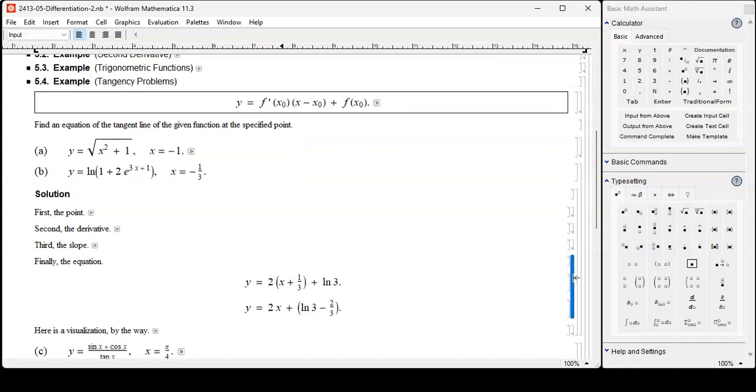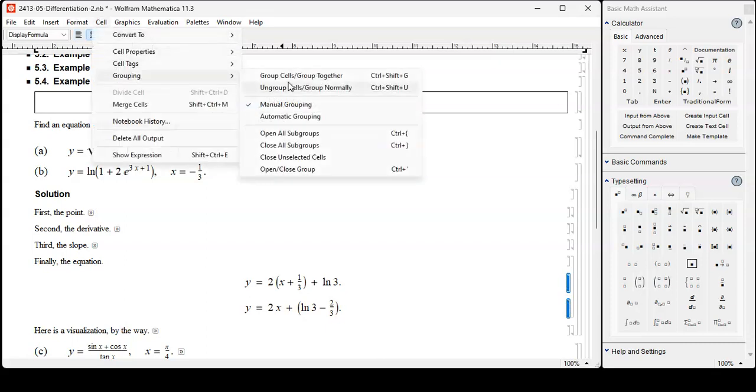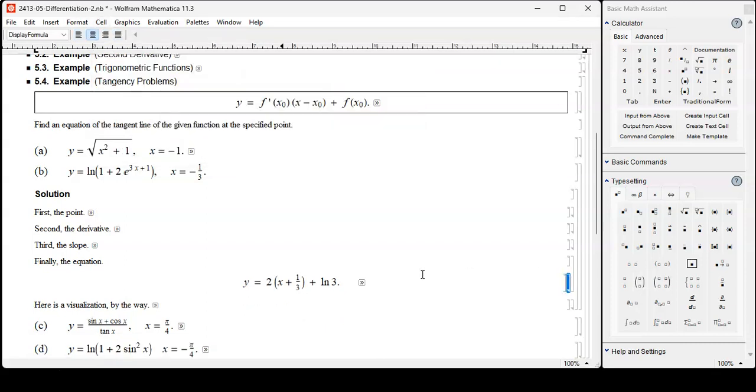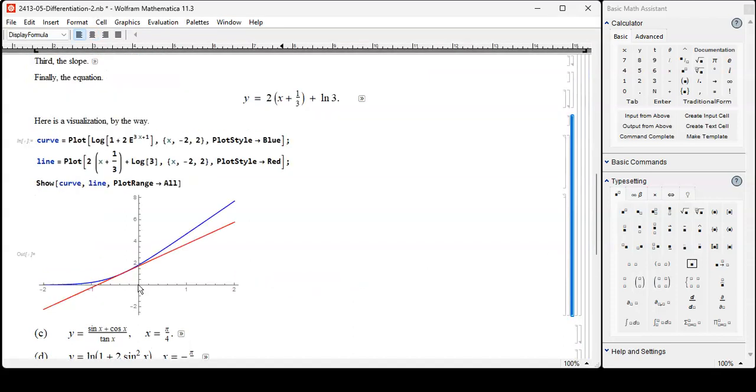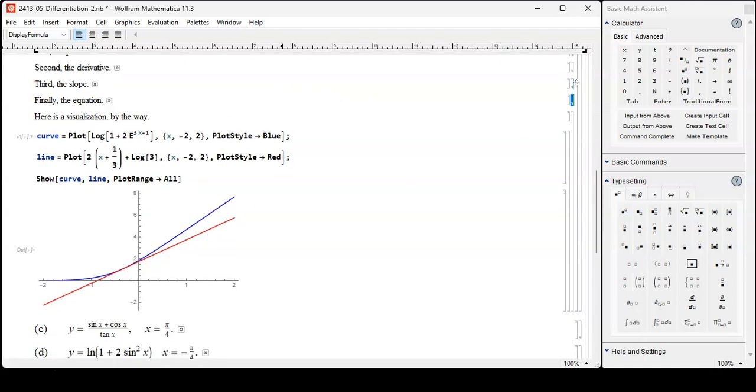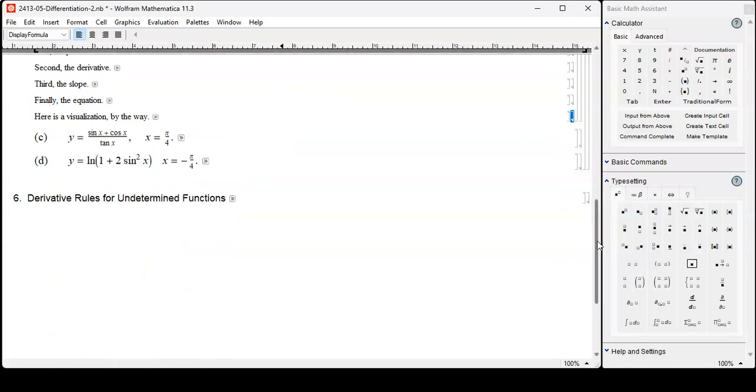So the equation y equals m times x minus x naught plus y naught form, and the slope-intercept equation, oh come on, who cares about that? Let's not worry about that, just this one. And then the visualization. Does it look like a tangent line? Okay, it looks good.